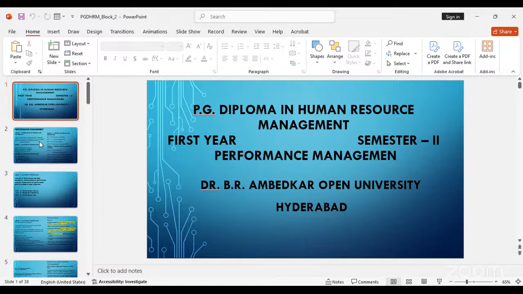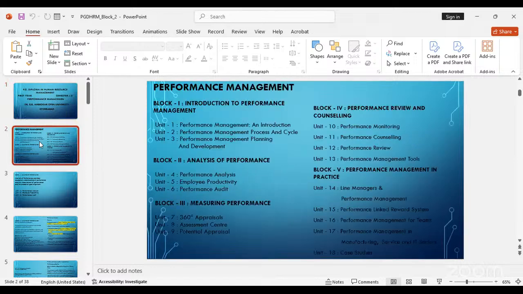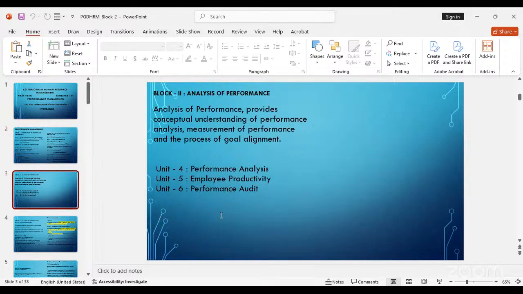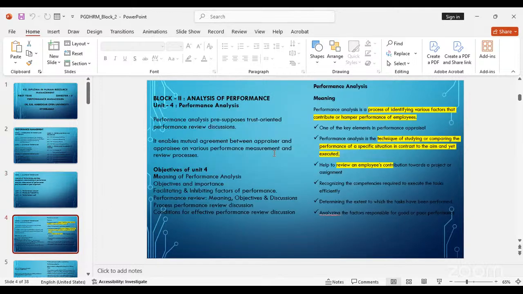in today's class, we are going to talk about Block 2, where we are going to talk about performance analysis, employee productivity, and performance audit. These are the three topics for today's discussion. Let's start with performance analysis. What is it? It presupposes a trust-oriented review discussion.